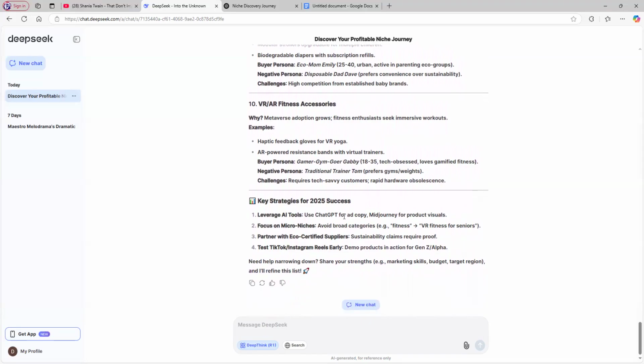Use GPT for ad copy. There you go. Midjourney for product visualization. Focus on micro niches. This is actually a good idea. I always say niche within a niche. You start big, like the pet niche. Then you find a sub niche within the pet niche.